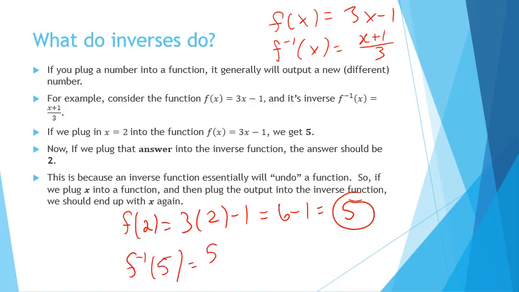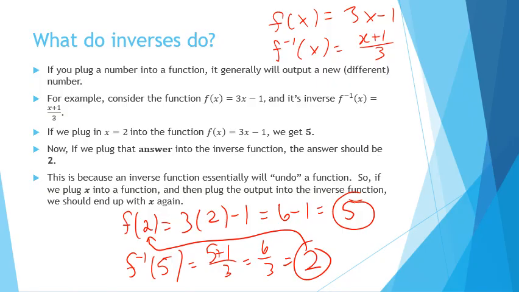This should be 5 plus 1 over 3, which is 6 over 3, which is 2, which was our original number that we started with. And this will be the case with any single number. That's what's kind of cool about these inverse functions, is it essentially will undo a function, right? It's like Command or Control Z.